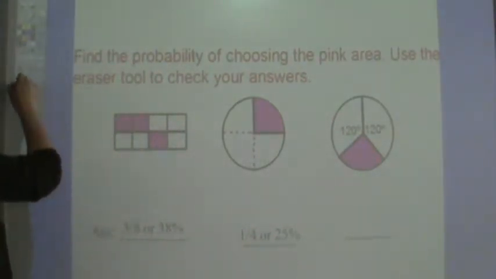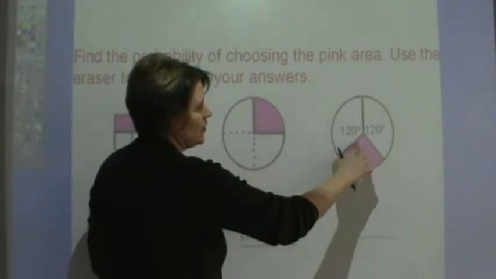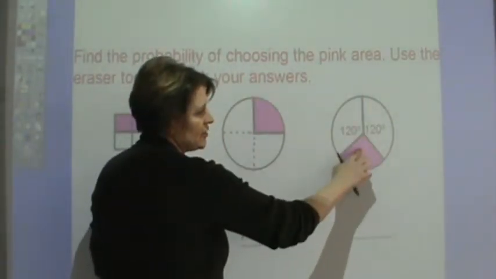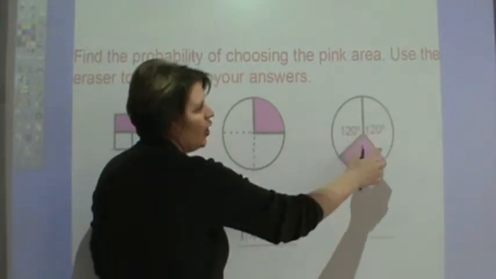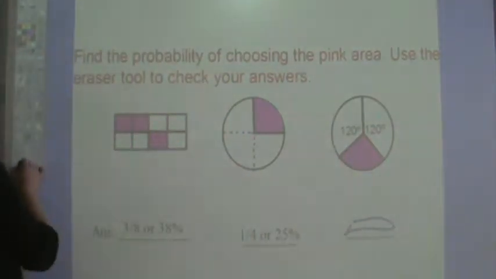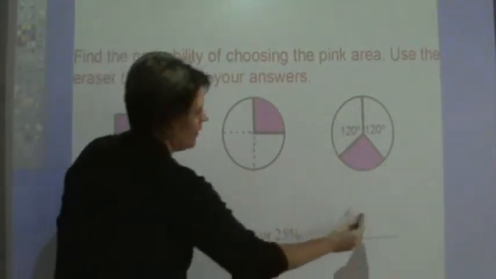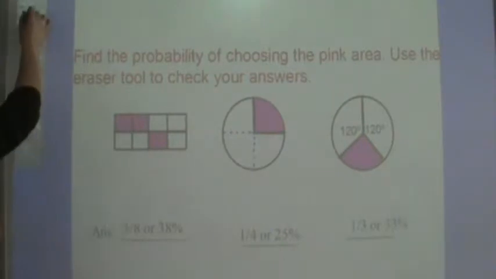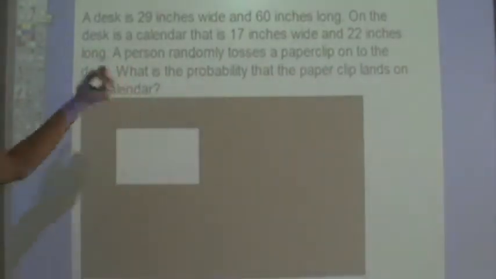And in this case, you can do it 2 ways. You can do it mathematically. You could say, well, if it's 120 and 120, it's got to add up to 360. So this is 120 out of 360. Or you could just say it's 1/3 of my circle. Okay, so pretty straightforward.